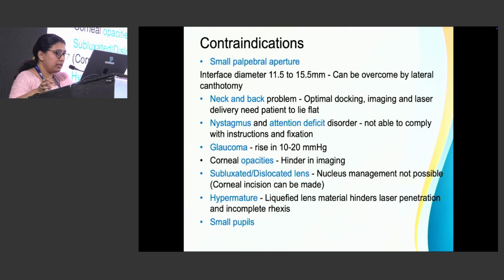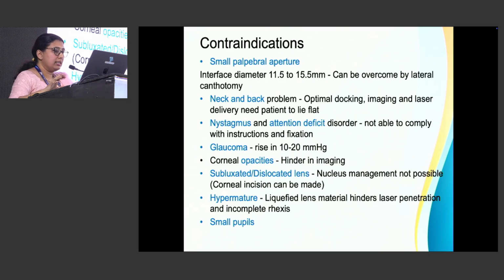Nystagmus and attention deficit disorders, where the patient might not look at the light. Glaucoma, as the laser causes a suction of 10 to 20 mm of Hg. Corneal opacities, which will hinder the imaging and laser delivery also.